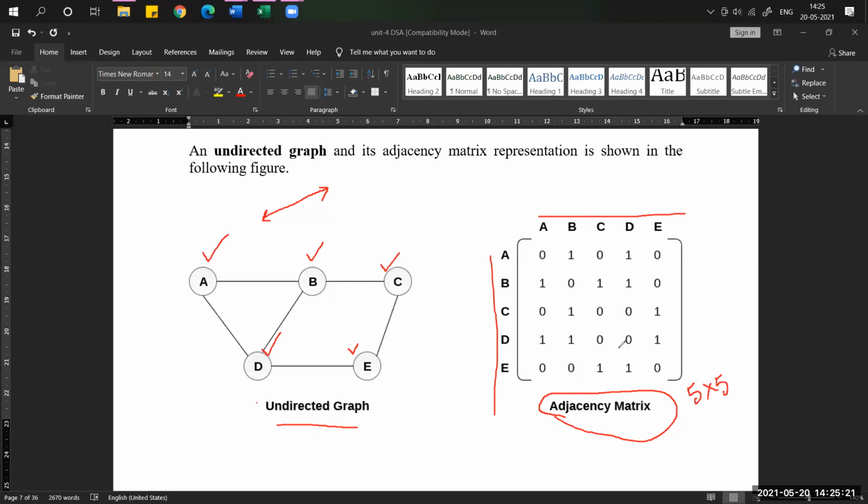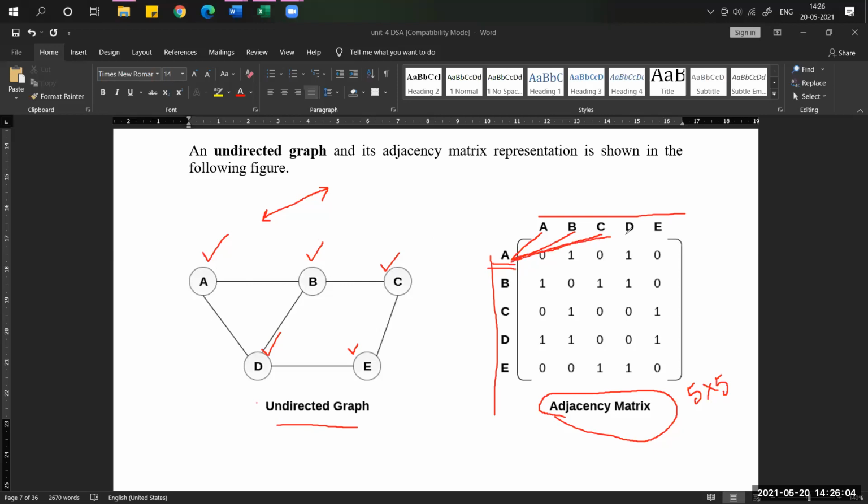How to fill this matrix? Let's see. So A to A. First, what is the first row vertex name? A. So A to A. Is there any edge from A to A? No. That's why we kept 0 here. Now from A to B, is there any edge? Yes, there is an edge. So that's why you kept 1 here. Now you have to check from A to C. Is there any edge from A to C? No. There is no edge from A to C directly. That's why we kept 0 here.